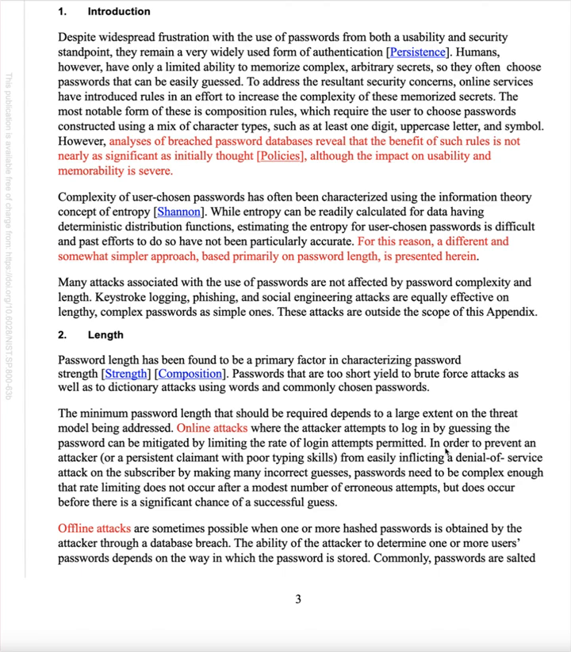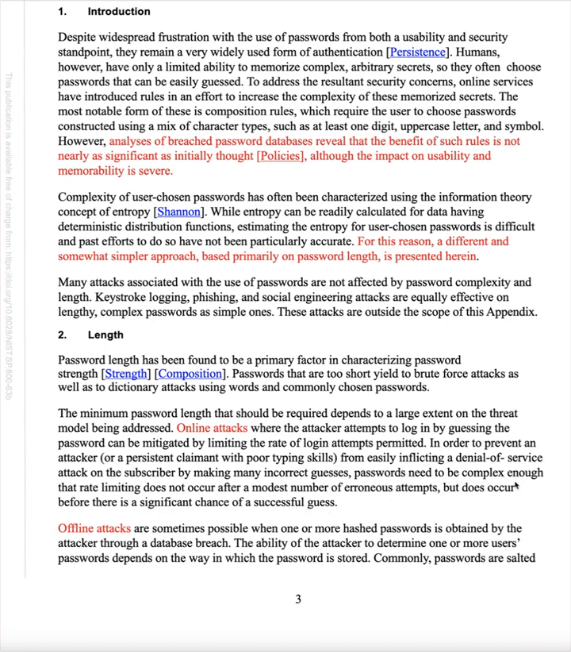So here it says that in order to prevent an attacker or a persistent claimant with poor typing skills from easily inflicting a denial of service attack on the subscriber by making many incorrect guesses, because if rate limiting is used, then after a fixed number of attempts, the system will become inaccessible to all users, whether those are valid users or the attackers. So that becomes a type of denial of service attack, where denial of service means the service is being denied to a valid, legitimate user, where it should not have been denied at that time.